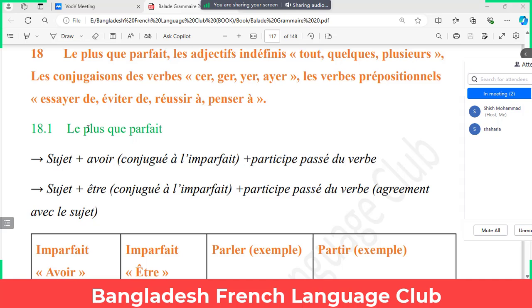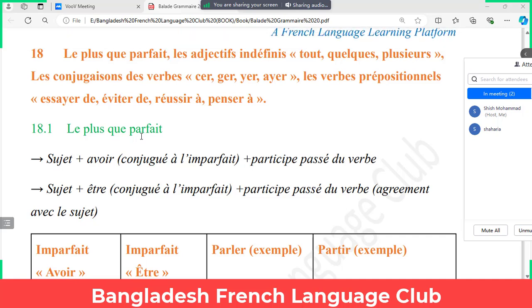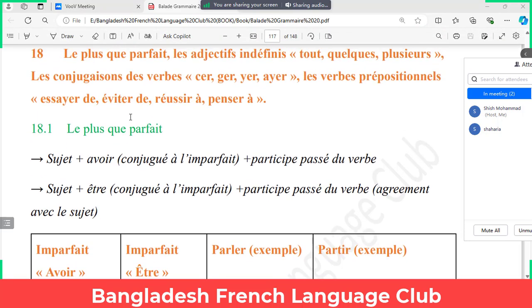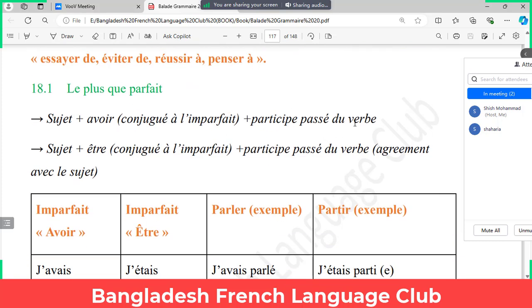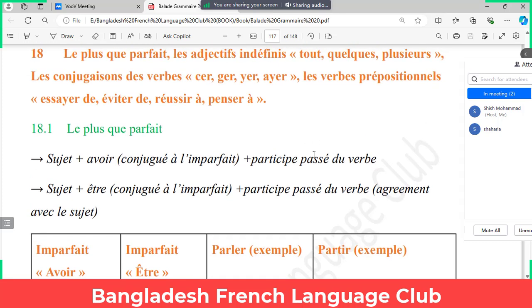Le plus-que-parfait, we can say the past perfect tense in French. The rule of conjugation is subject plus the verb avoir conjugated in the imparfait. So we have to conjugate the verb avoir in the imparfait. We learned the imparfait, right? And then the participe passé, the past participle form of the main verb.